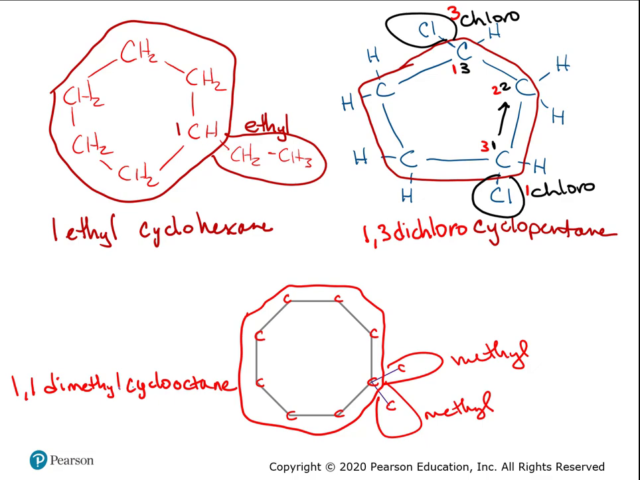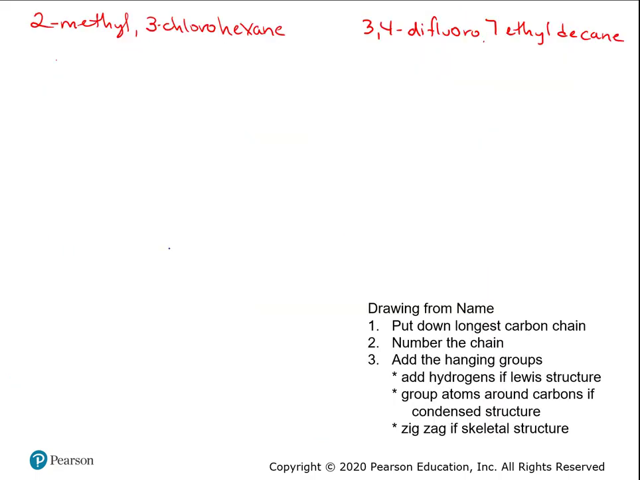So I tried to give you, like, that first one is a condensed structural formula, the cyclohexane. The second one is kind of like a Lewis structure. The third one would really be what they call a skeletal structure. It doesn't have anything, it's just all of the lines. But those are the different ways you could see them drawn. So now I want you to draw them. I want you to draw 2-methyl-3-chlorohexane. How are you going to start?